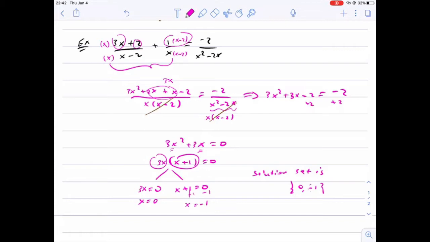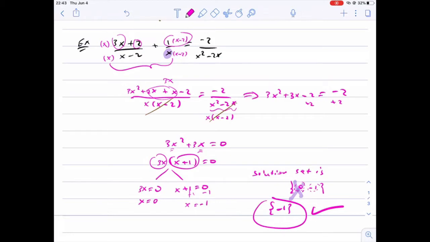If we substitute -1, we don't have any problem with -1, but we have a problem with 0, because 0 makes the second fraction, or rational expression, equal 1 over 0, which is undefined. So we need to exclude this. So the solution set is not 0, -1, it's only -1. This is the solution set, because 0 does not belong to the domain.